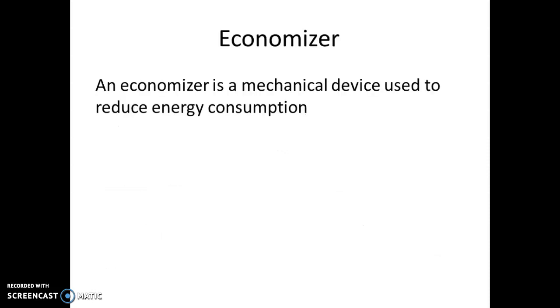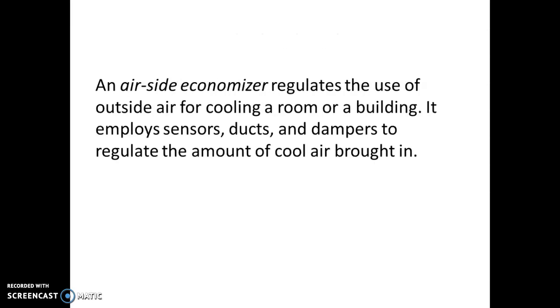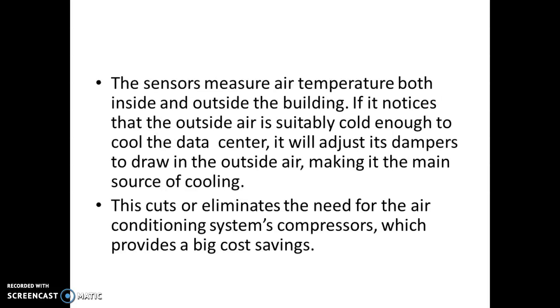Now the next part is the mechanical device which is going to reduce power consumption. It is mainly used in a data center. There are two types of devices. One is known as the air side economizer and the second one is the water side economizer. The air side economizer regulates the use of outside air for cooling a room or a building. Sensors are used to measure the temperature both inside and outside the building.